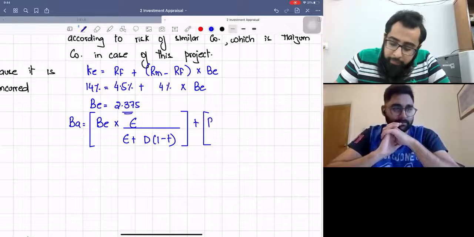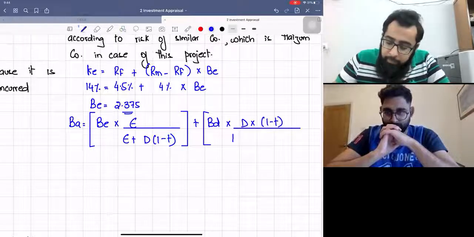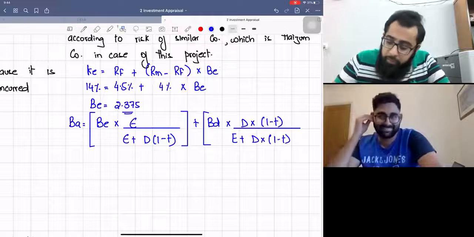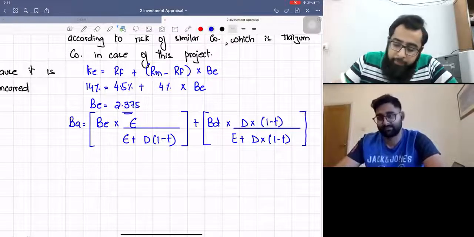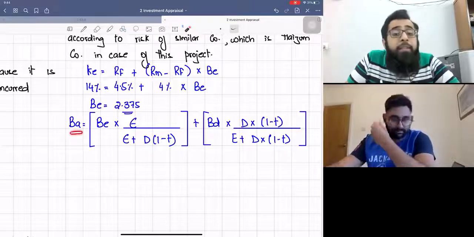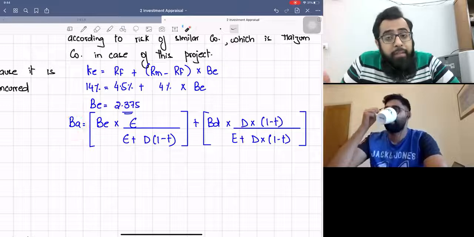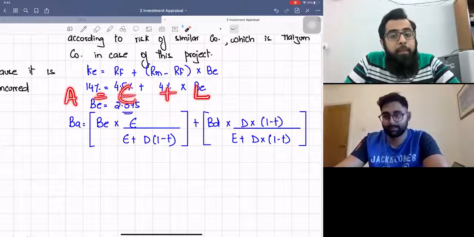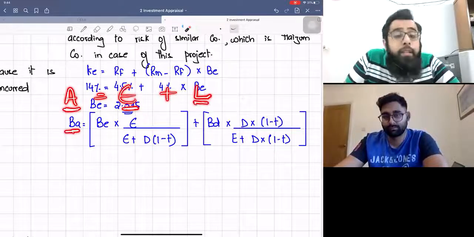Plus beta debt into D into 1 minus T, divided by E plus D into 1 minus T. Now, what is going on? Let me give you a revision. When you talk about beta asset, it means the responsiveness of the company's entire asset risk. Beta asset is the risk of the company's assets. If you remember the accounting equation, assets is equal to equity plus liability. If I want the beta asset, I should solve equity and liability.